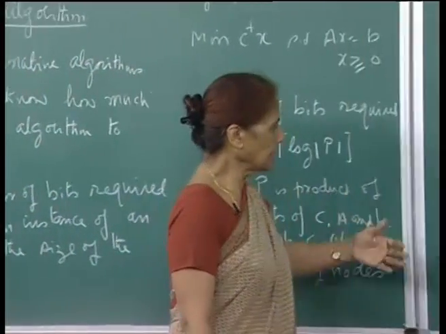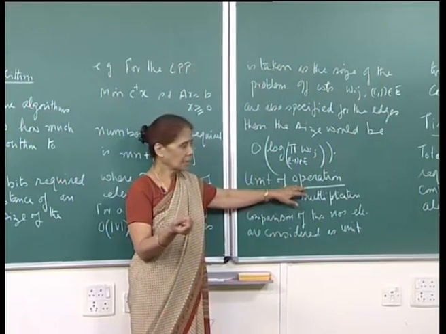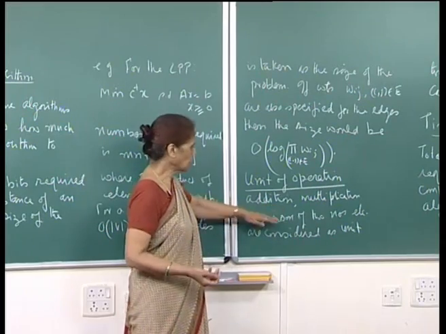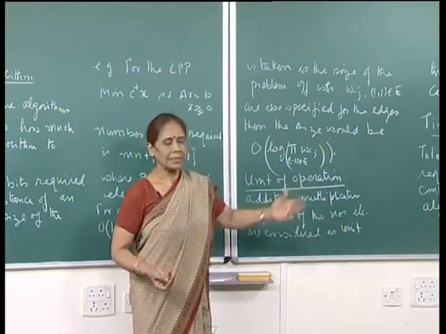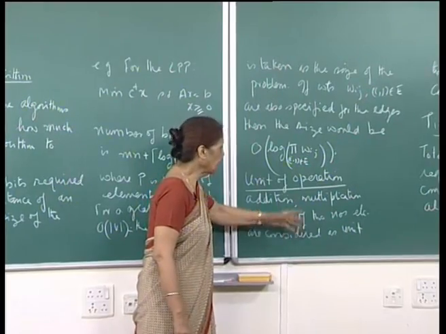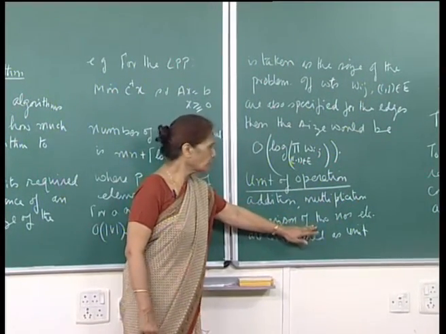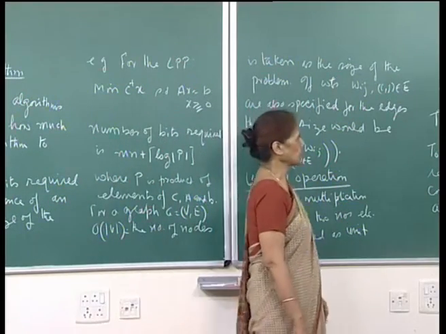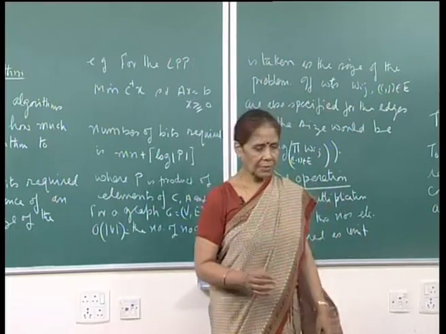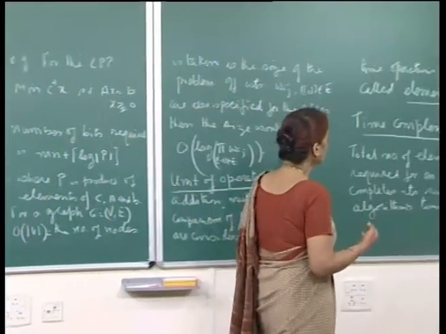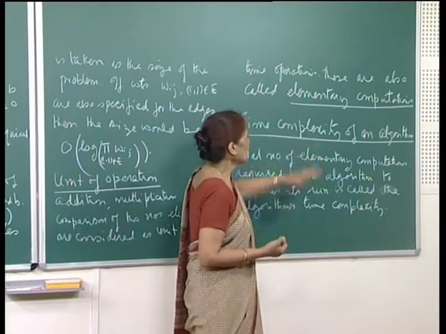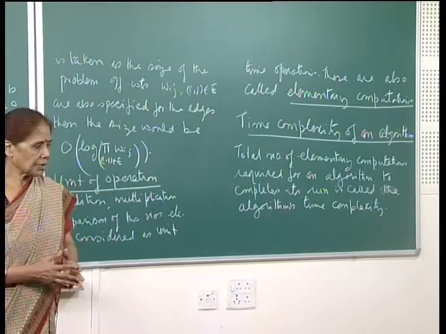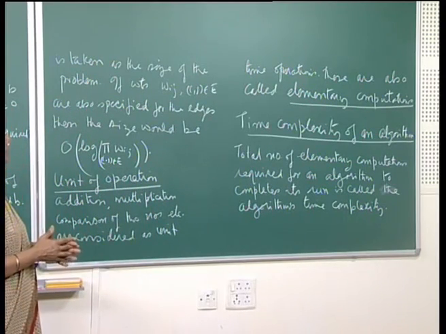Okay. The second thing that we need is the unit of operation, and this is like addition, multiplication, and of course addition then subtraction also becomes part of it. Multiplication implies division also, and comparison of two numbers, etc. This list is not exhaustive, there will be many more. We consider these as unit time operations. All these operations require 1 unit of time, and we also call these unit time operations elementary computations.